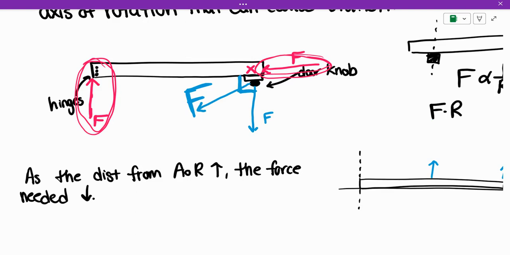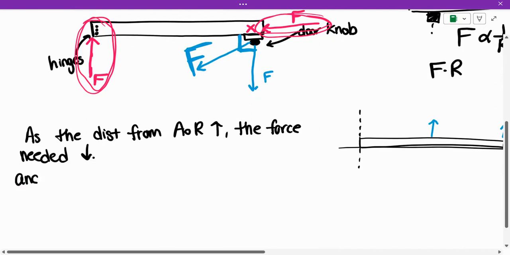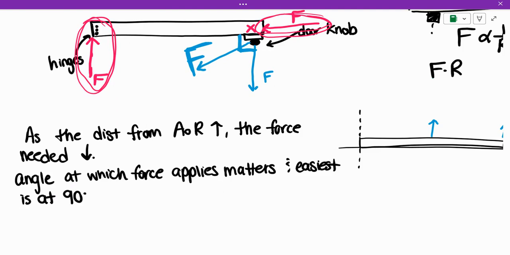So that tells me that 90 degrees might be an angle of interest, right? Might result in a maximum, right? So again, this is telling us that the angle at which the force applies matters. And the easiest for opening a door, at least, is at 90 degrees.